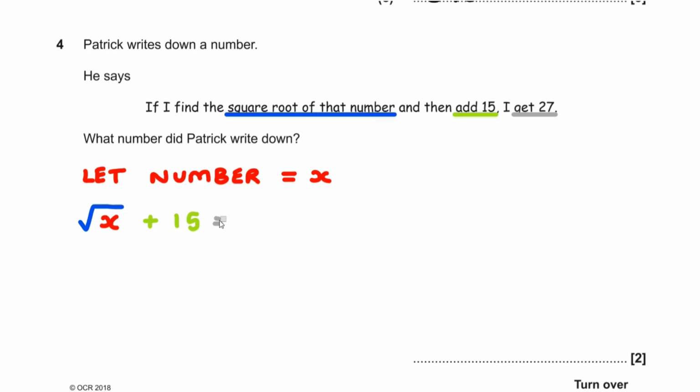So they end up with 27. What we need to do is find x. We can do this by using the inverse operations. If I subtract 15 from both sides, what we end up with is square root x equals 12, and if I square both sides, what you will find is x equals 12 squared, which is equal to 144.